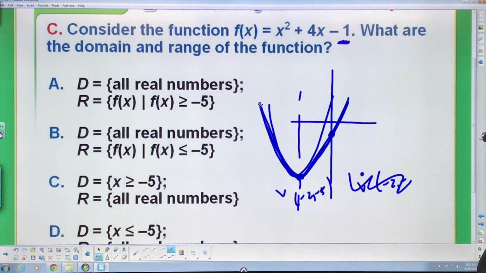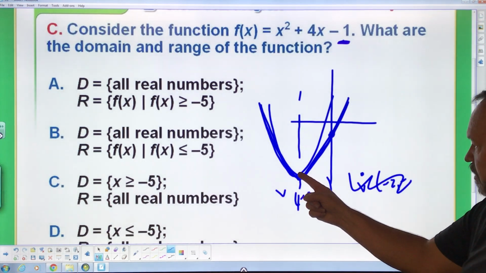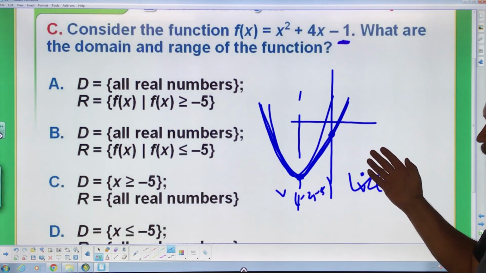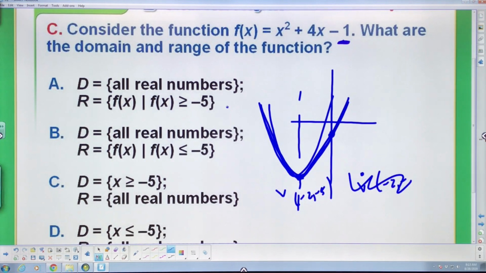Okay, but the domain is all reals, and the range is limited because it can only come down to negative 5 and go back up. So it's got to be greater than or equal to negative 5 for the range, and that is answer A.